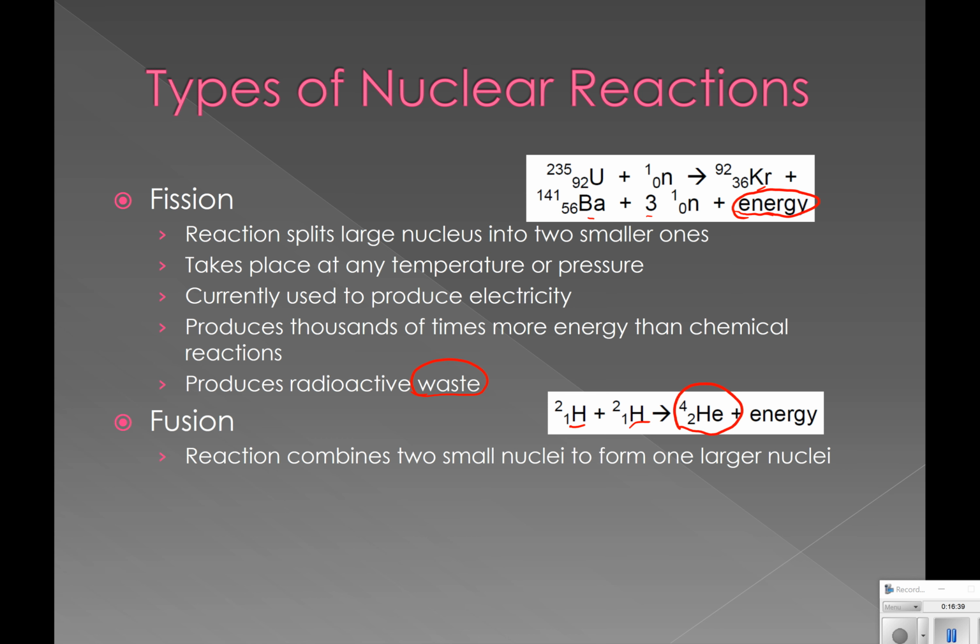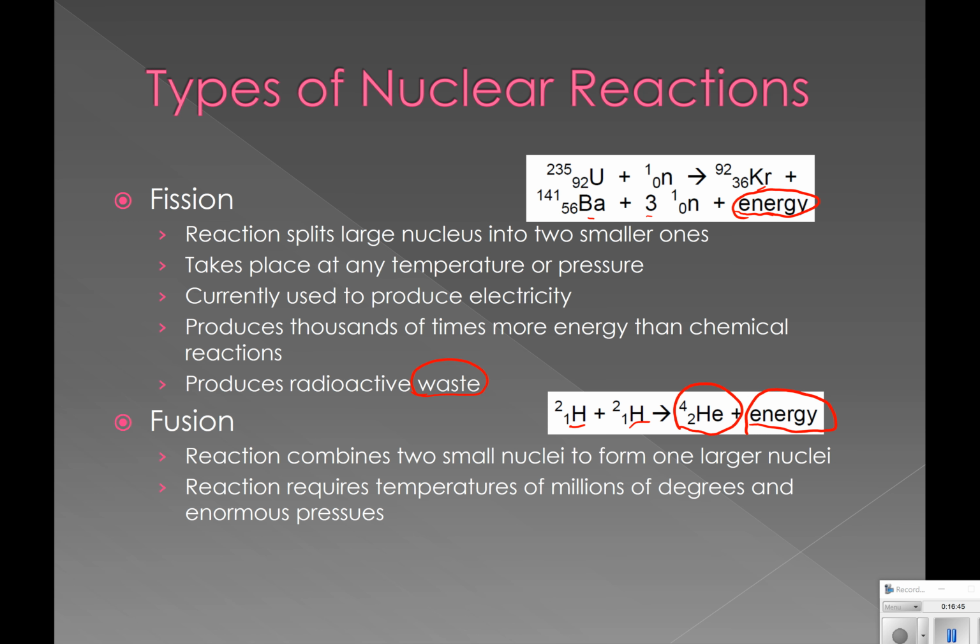And just like in fission, it's going to produce an enormous amount of energy. And it's actually going to produce much more energy than a fission reaction. One of the issues with this reaction is that it requires temperatures of millions of degrees, which we know on Earth is extremely difficult to achieve, and enormous pressures. This is a reaction that's occurring on the sun, where there are temperatures of millions of degrees and enormous pressures from the gravity and the matter on the sun.